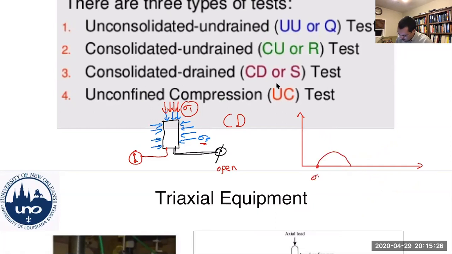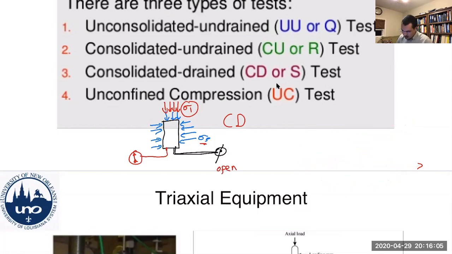This is your sigma 3, this is your sigma 1, and if you would run it at a higher consolidation stress in the consolidation phase, it would look something like this. So I guess what I'm trying to say is because you allowed consolidation, you have a gain in strength, and this would be your failure envelope, and phi would be an effective stress parameter. And that's for a consolidated drained test.